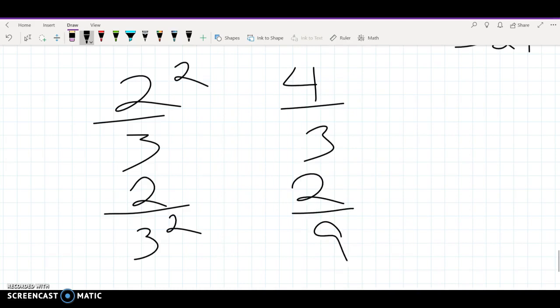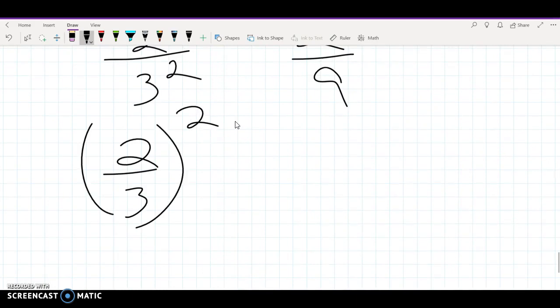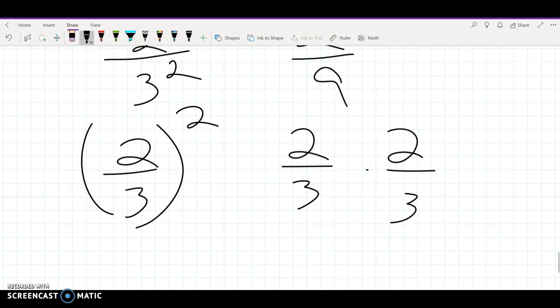So the exponent applies only to either the numerator or the denominator, unless it's in parentheses. If I have (2/3) squared, this means I need 2 of the fractions, 2/3, in a multiplication problem. So this is like saying 2 squared over 3 squared. It's 2/3 times 2/3, which gives me 4/9.